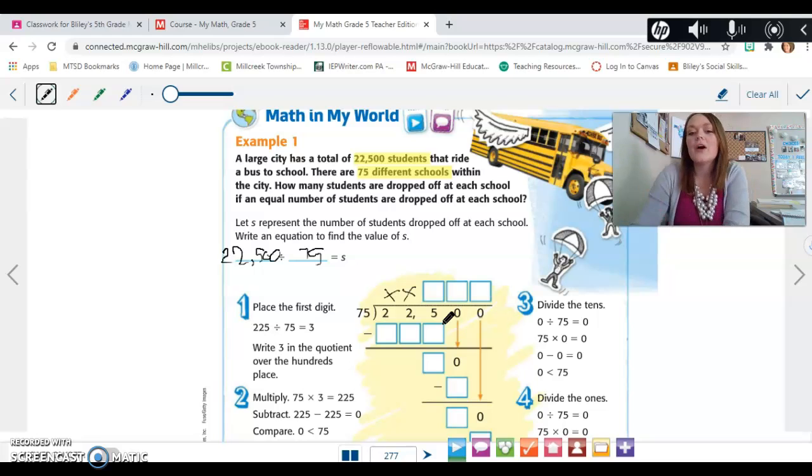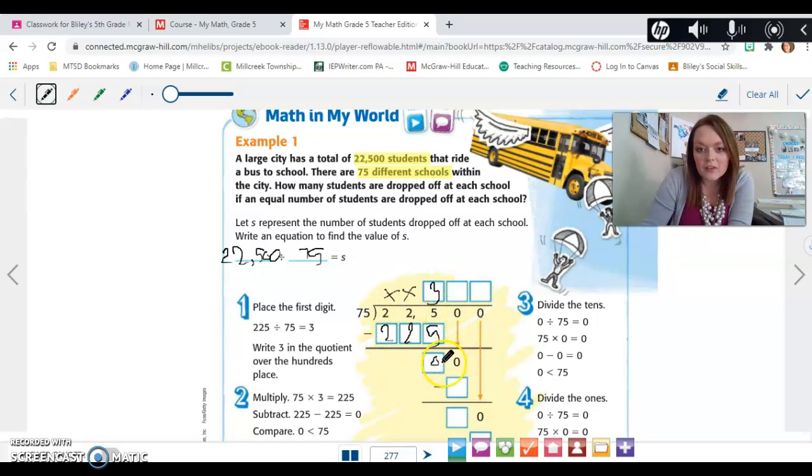Okay, so how many times can 75 go into 225? Well, 75 plus 75 is 150. And 150 plus 75 is 225. So let's put a 3 up top. 3 times 75 gives me 225. 5 minus 5 is 0. 2 minus 2 is 0. 2 minus 2 is 0.